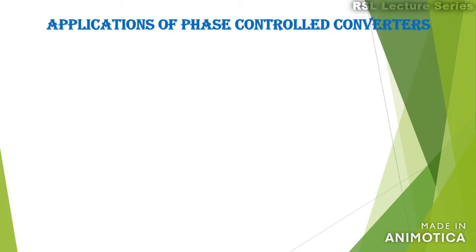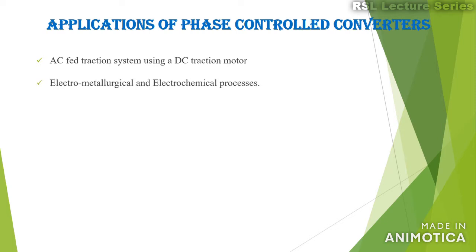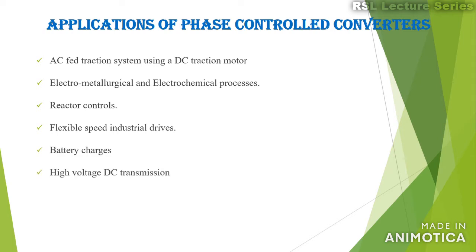So we'll see the applications of phase controlled converters. It can be used in AC fed traction systems using a DC traction motor, electrometallurgical and electrochemical processes, reactor controls, flexible speed industrial drives, battery chargers, high voltage DC transmission, uninterruptible power supply systems, etc.